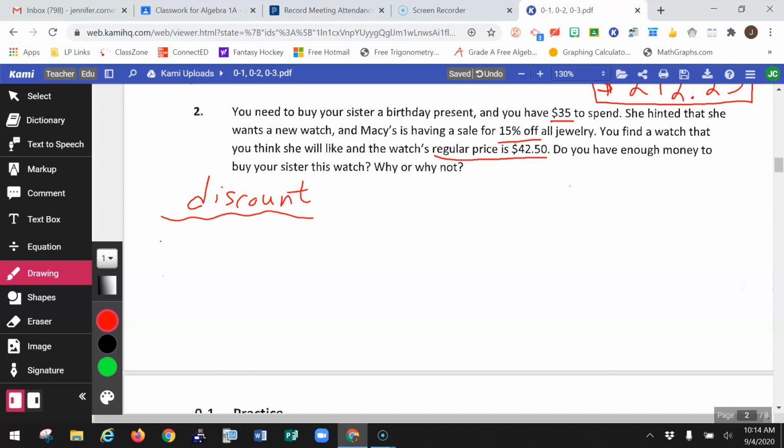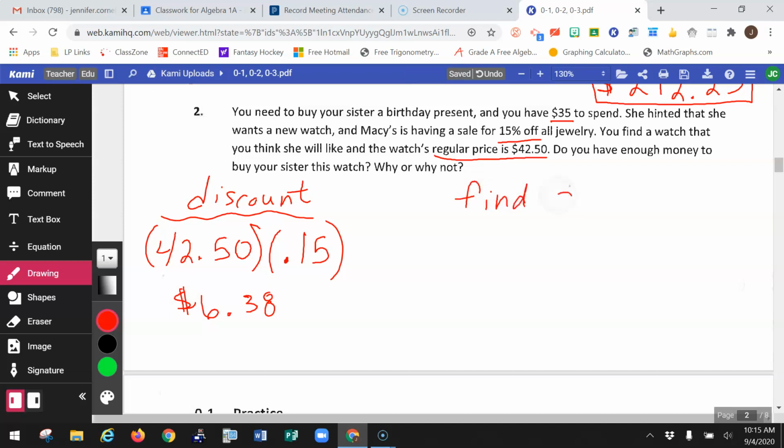So if the regular price is $42.50 and we get a 15% discount, we need to know what's 15% of $42.50. So that's going to be a multiplication. Don't forget, when you're working with percentages, you always want to change those to decimals. So $42.50 times 15%, then that means it's $6.38 that we get to take off of the regular price. So that's the discount. So then now we just have to do a simple subtraction to find the sale price.